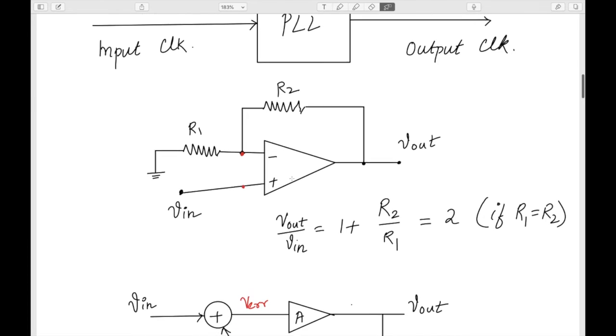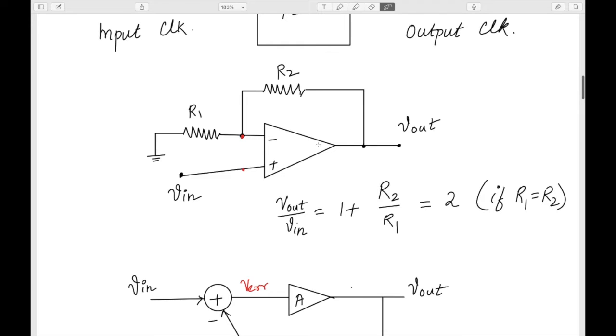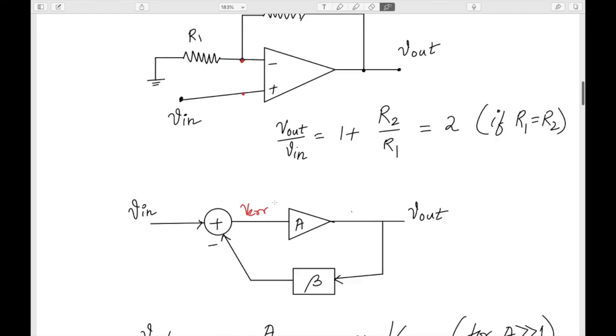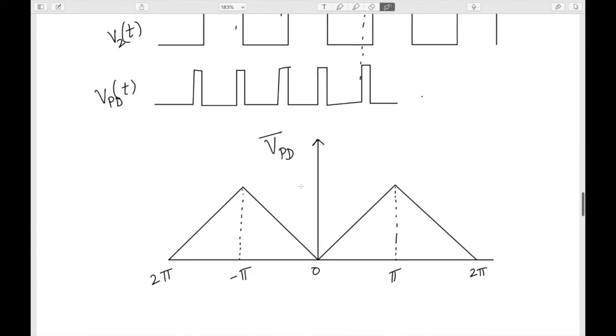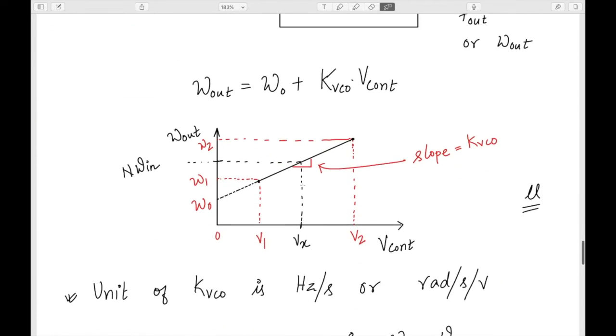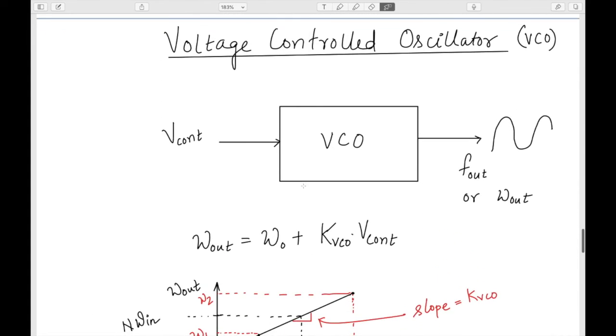So the same question is, although I have a good gain amplifier, why can't I just design an amplifier of specific gain and get the amplifier? The same concept applies here in the PLL: I cannot simply design a VCO of a particular frequency, because the frequency itself is going to change. That's why I need a feedback system to control the voltage such that it spits out exactly n times f in or n times omega in. Okay, so let's come back to the discussion of the VCO. This is why we need a VCO in a PLL system.